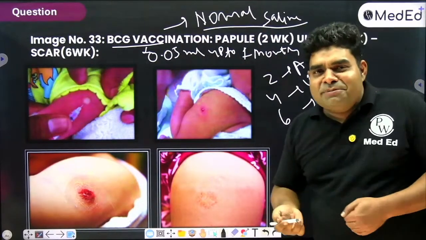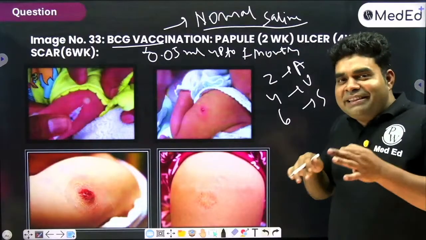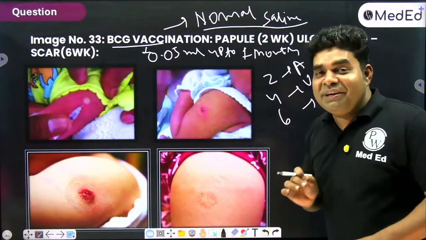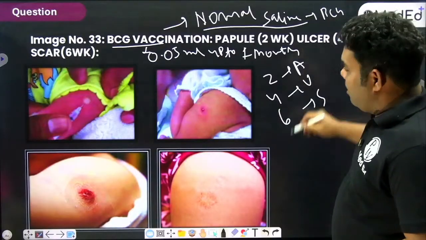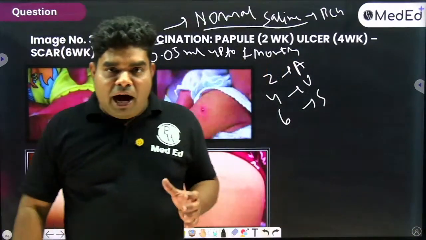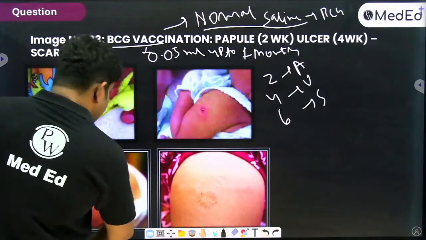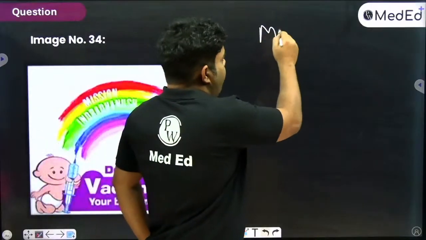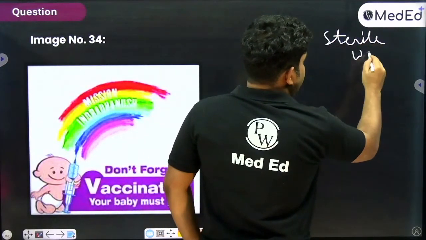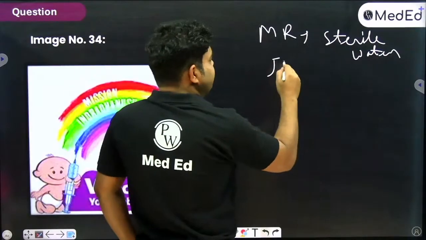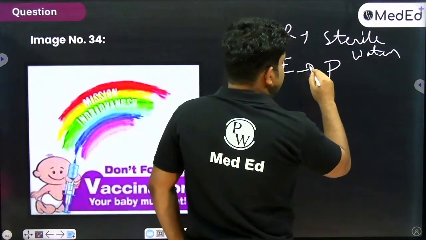As soon as the child is born, we give BCG, and we want to make the life of child a bit salty, so we give normal saline for that. There are 2 more diluents which you should remember. Diluent in MR vaccine is sterile water, and diluent in Japanese encephalitis is phosphate buffer solution.